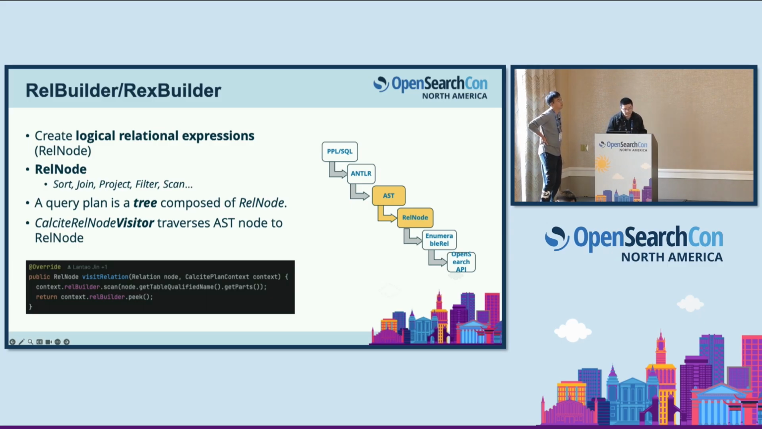Here is an example. In this visitRelation function, the input is a Relation. A Relation is an AST node which expresses a table or an index or something else. We use this function very simply: we get the RelBuilder from the context and invoke the scan API to create a RelNode, which is then returned. There are lots of visitor functions, and in the visitor pattern, finally a tree will be constructed.